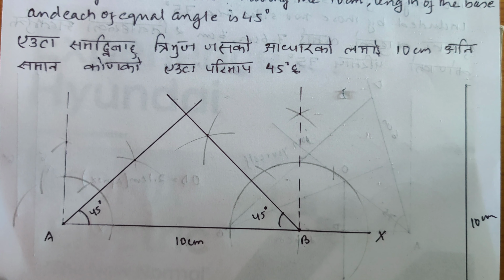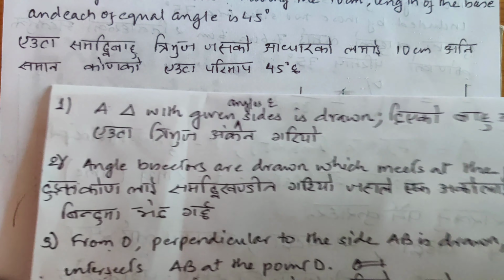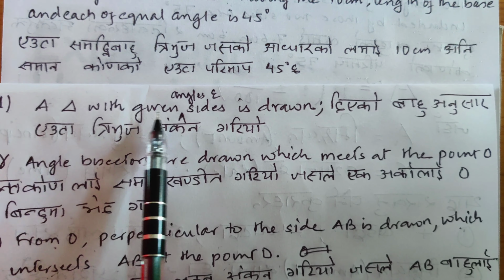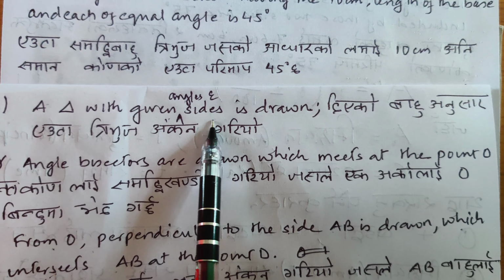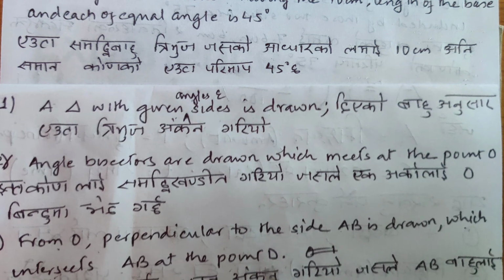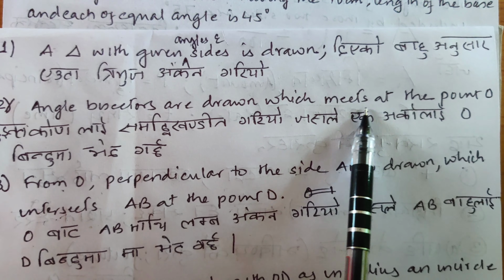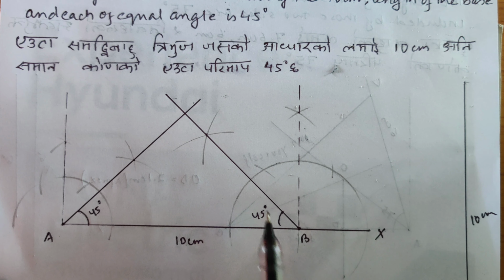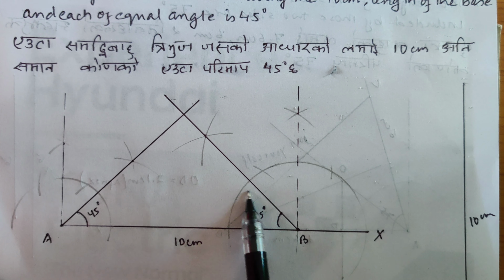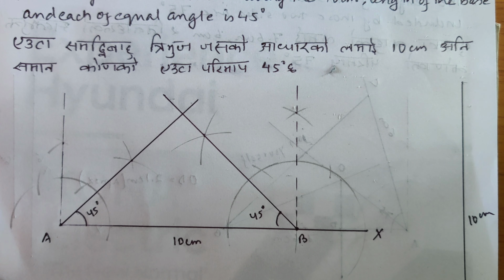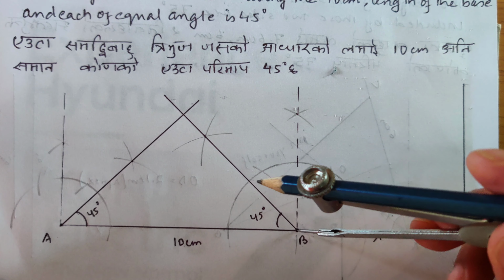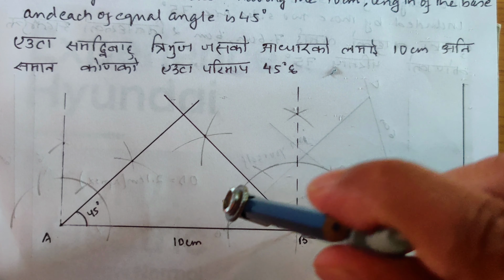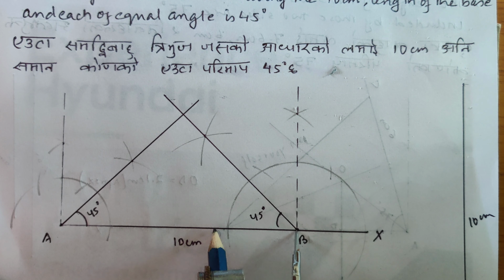So what will be our first step? Our first step will be, you all know it. Now a triangle with given angles and sides is drawn. Bas. Let's go to step 2. Angle bisectors are drawn which meet at the point O. So by now I think you all know how to draw angle bisectors. Now I need to bisect this angle. Can you see angle B? This is my angle B. I need to bisect angle B. So let's bisect angle B. Let's take any measurement. Hope you all can see. Yes, any measurement.